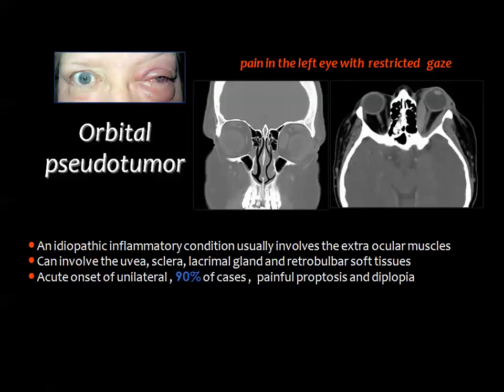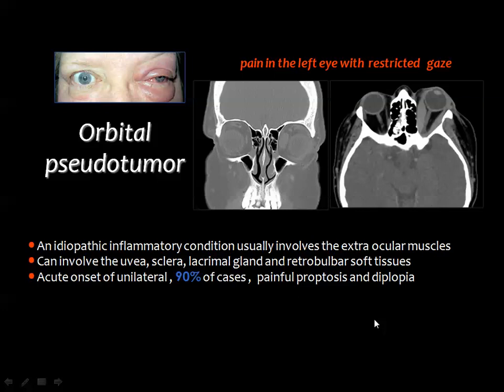And you remember that we have said something about the orbital pseudotumor, which is an idiopathic inflammatory condition that usually involves the extraocular muscles, the orbital fat, and the lacrimal gland. The lesion is usually unilateral but can be bilateral, with acute onset of painful proptosis and sometimes diplopia.